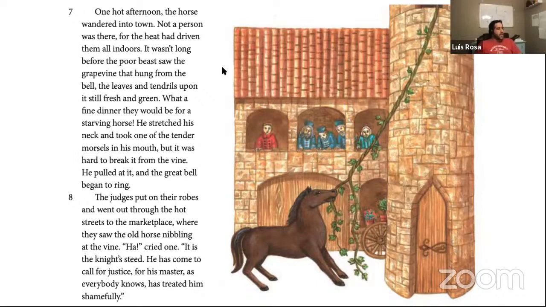He stretched his neck and took one of the tender morsels in his mouth, but it was hard to break it from the vine. He pulled at it, and the great bell began to ring. The judges put on their robes and went out through the hot streets to the marketplace, where they saw the old horse nibbling on the vine. "Ha!" cried one. "It is the knight's steed. He has come to call for justice, for his master, as everybody knows, has treated him shamefully."